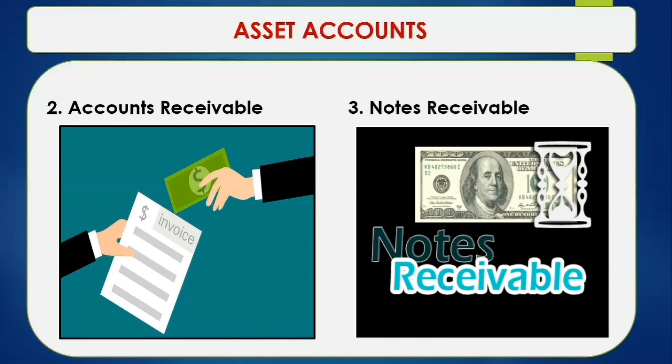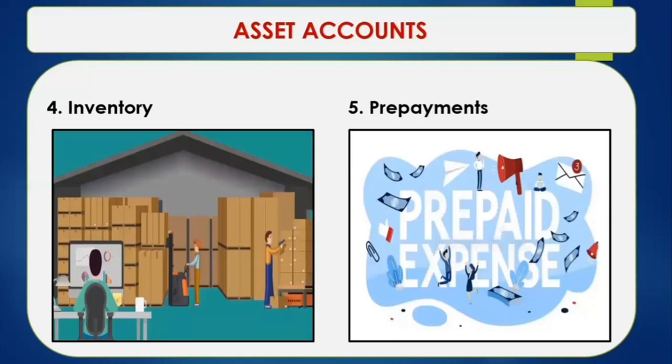Another asset account is notes receivable. This refers to accounts receivable or collectible of the company. However, this is supported by a promissory note. Next, we have inventory. And inventory refers to the merchandise of the company intended for sale in the course of its business operations. This is also sometimes called merchandise inventory.